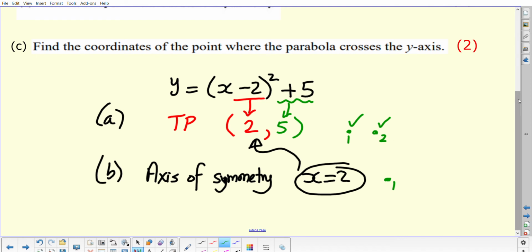For part C in this question, you are looking to find the coordinates of the point where your parabola crosses the y-axis.